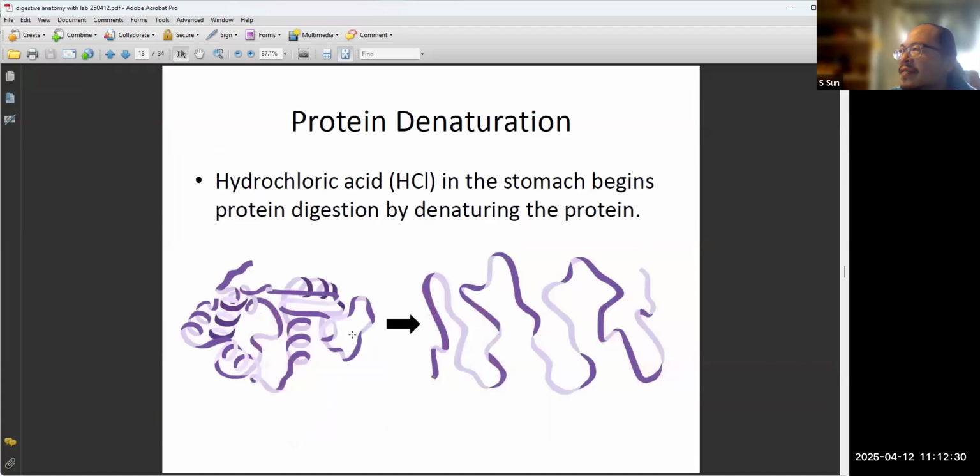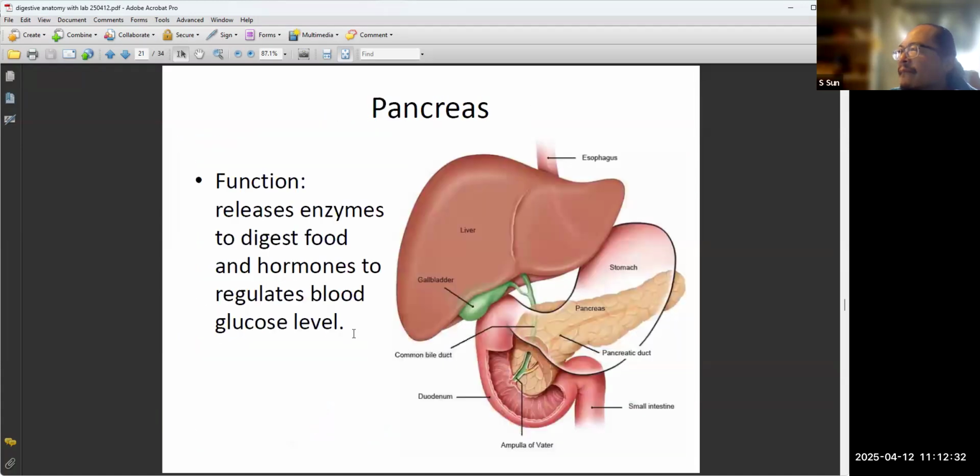That is this one here, pancreatic duct. And the gallbladder coming down here is called common bile duct. And the opening here is called ampulla of Vater. So we will look at those.